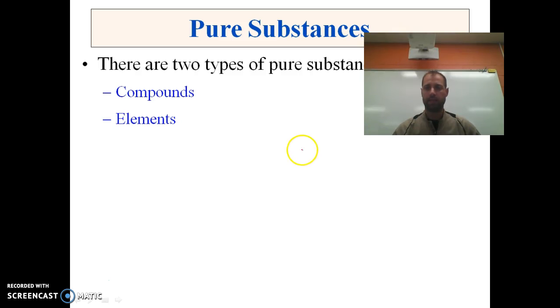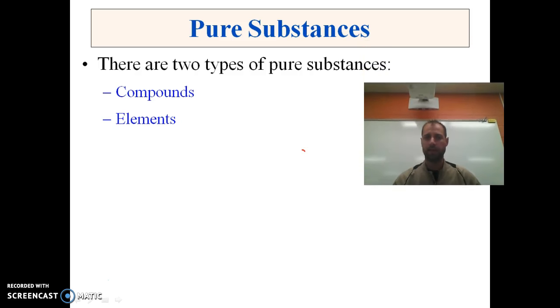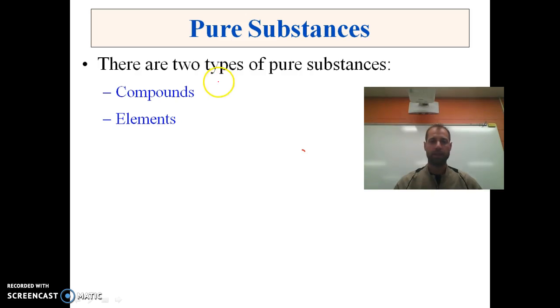Pure substances, there's two types of pure substances. We can have compounds, which is like water, H2O, or salt, sodium chloride. Compounds are going to be composed of two or more elements, and elements are going to be things like oxygen, hydrogen, all those things that we see on the periodic table.